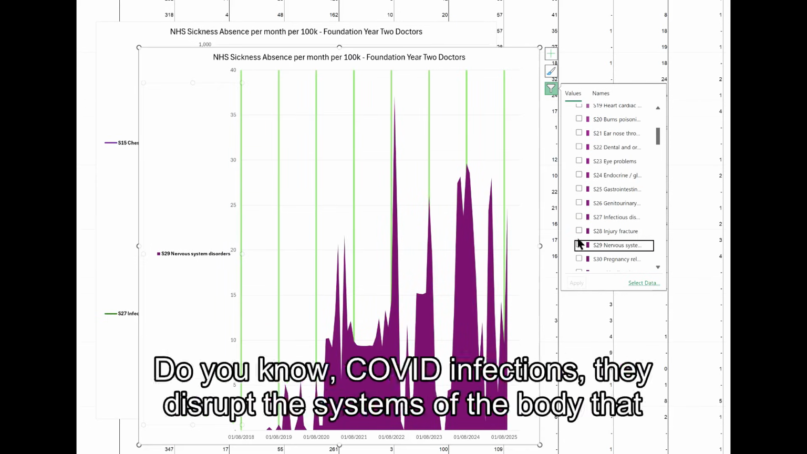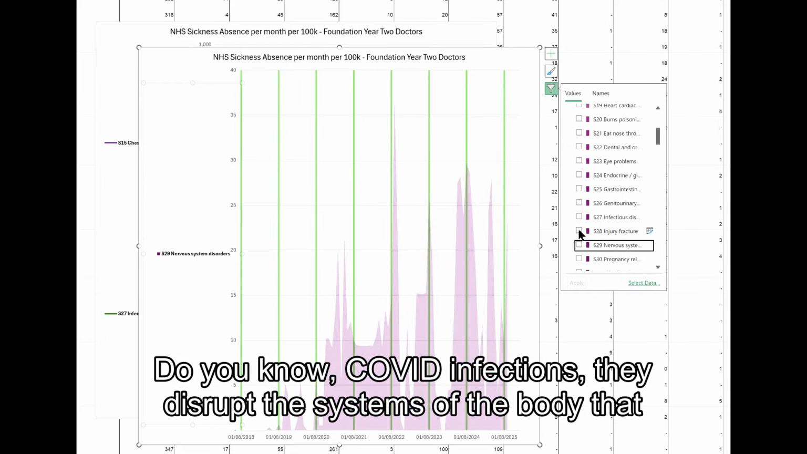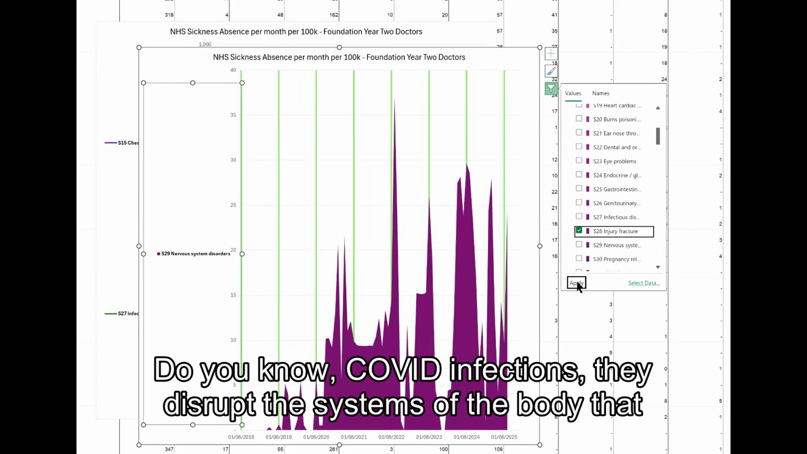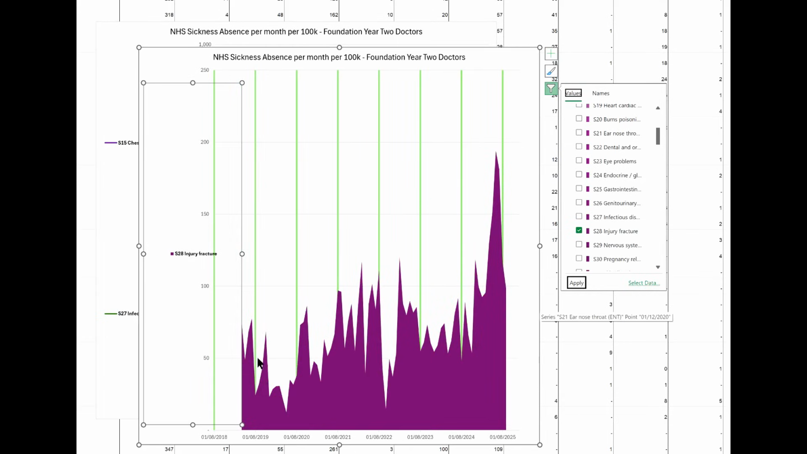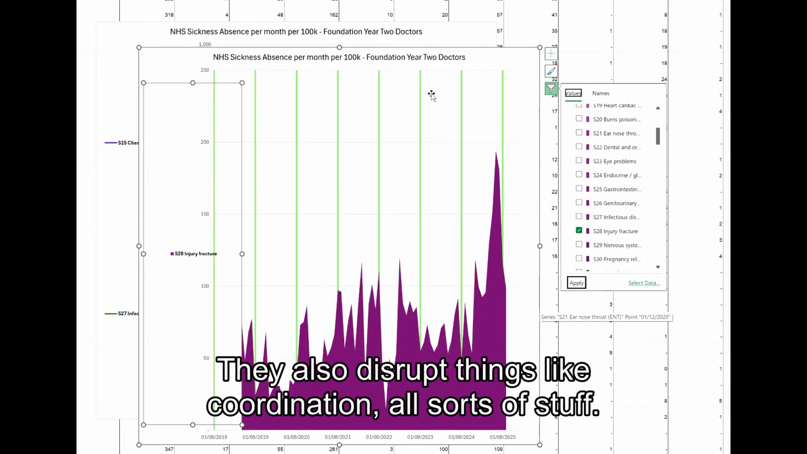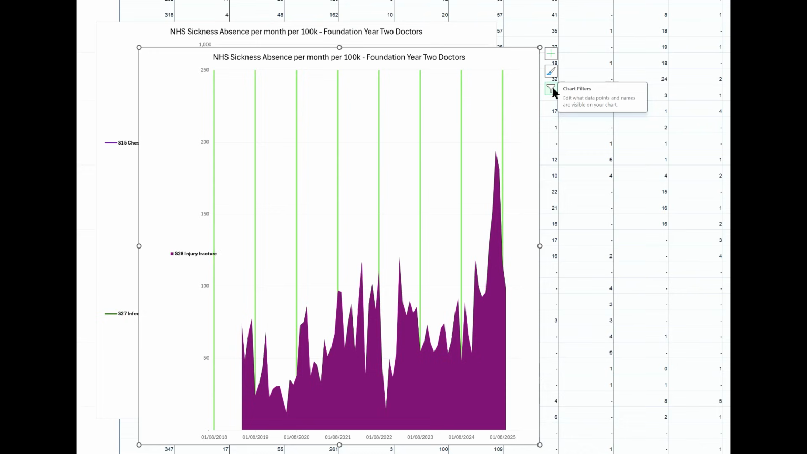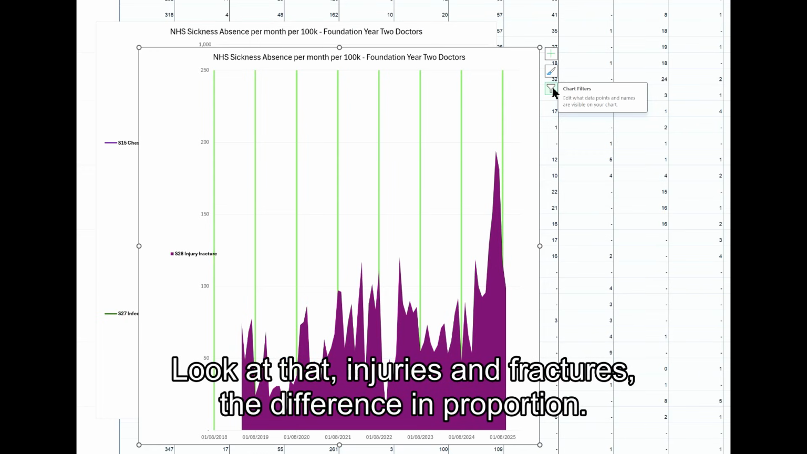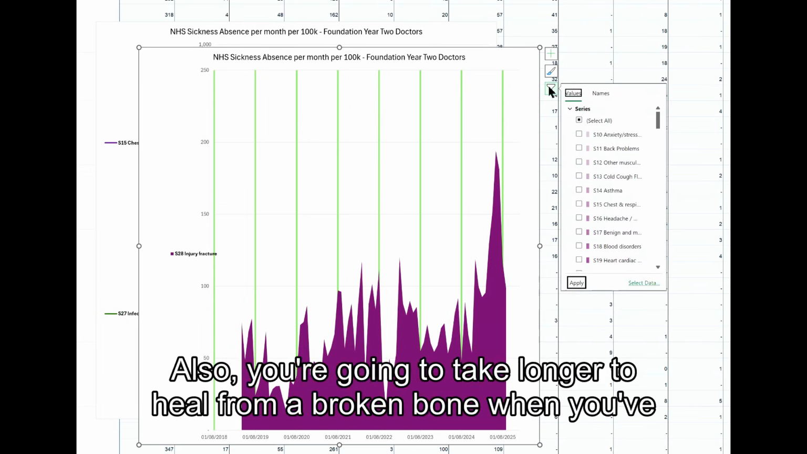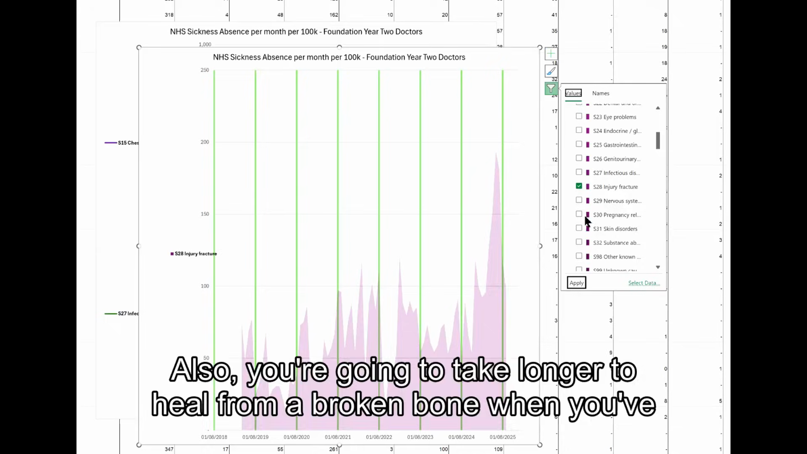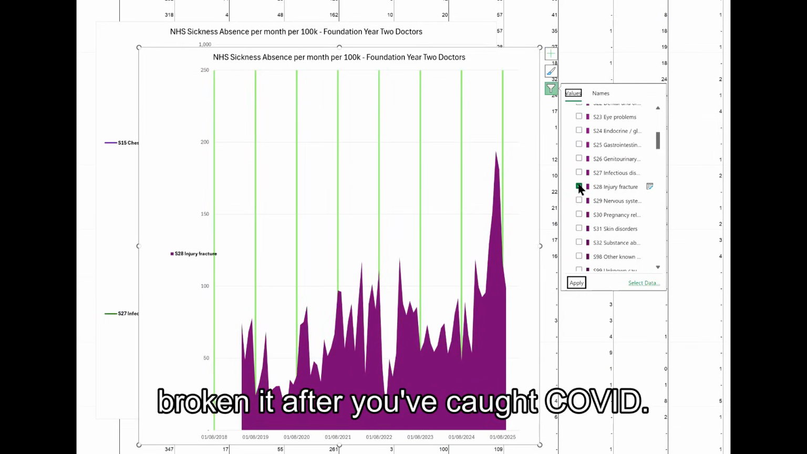That increase there. Do you know, COVID infections, they disrupt the systems of the body that regulate bone density. They also disrupt things like coordination, all sorts of stuff. Look at that, injuries and fractures, the difference in proportion. Also, you're going to take longer to heal from a broken bone when you've broken it after you've caught COVID.